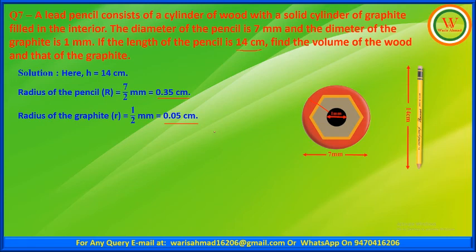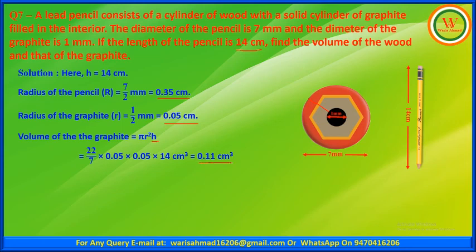So first of all, we are going to find the volume of graphite. Since the graphite is cylindrical in shape, we have to use the formula volume of graphite equals pi r square into h. Radius we have 0.05, while the length of pencil or height of pencil we have 14 centimeter. So here we can put 22 upon 7, 0.05 into 0.05 into 14, and that will be equal to 0.11 centimeter cube. This is the volume of graphite.